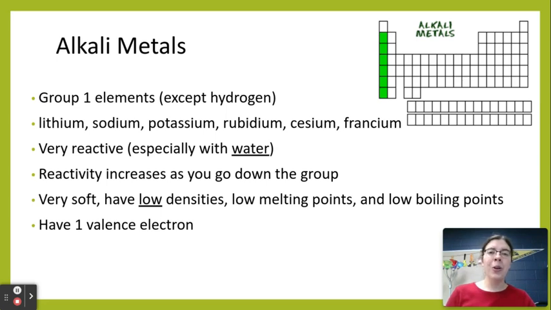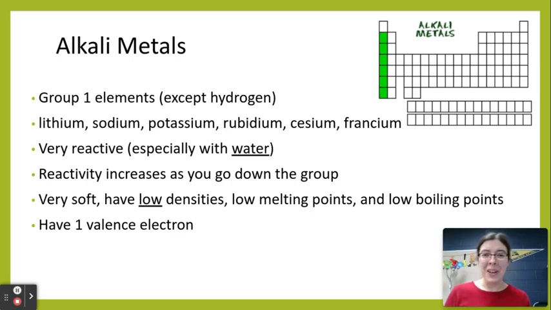And these elements are known for being very reactive, especially with water. And I actually have a really fun video to share with you, so make sure you watch that as well. And as we go down the periodic table, the elements become more reactive. So lithium's a little reactive, sodium's more reactive, potassium's even more, and we get down to francium and it is super reactive.